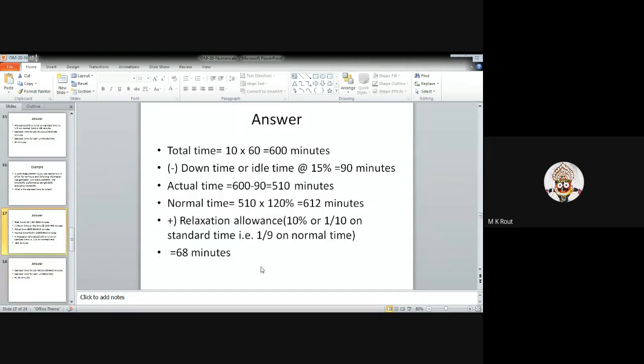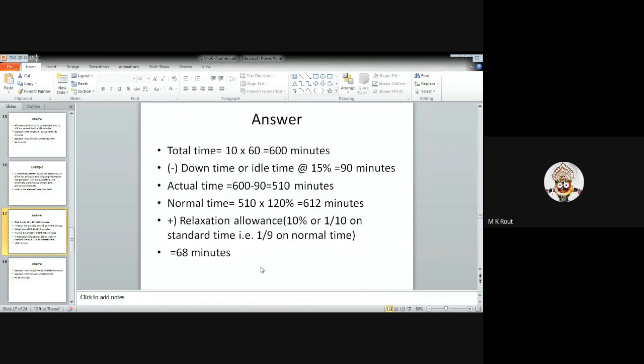I will just repeat the statement. In case of calculating the total time, that is 10 hours into 60. If you convert into minutes, that equals 600 minutes. And the idle time at the rate of 15% equals 90 minutes. Then for calculating the actual time, that equals 600 minus 90, that equals 510 minutes. In case of calculating the normal time, at the rate of 120%, that equals 612 minutes.